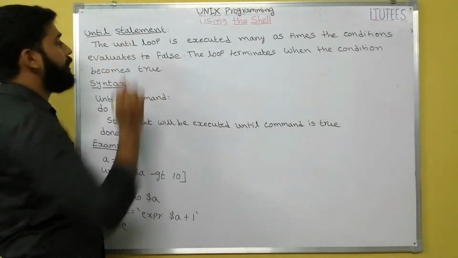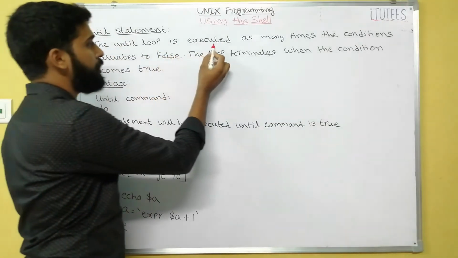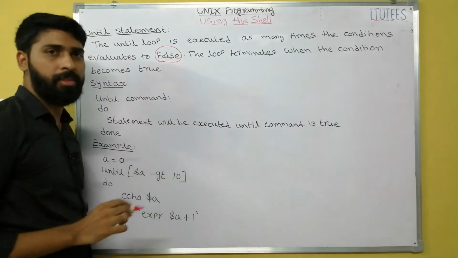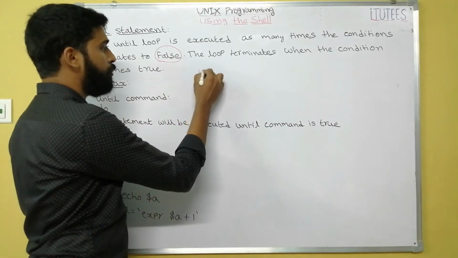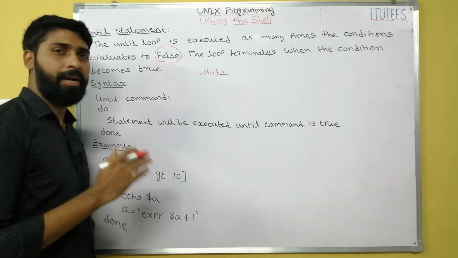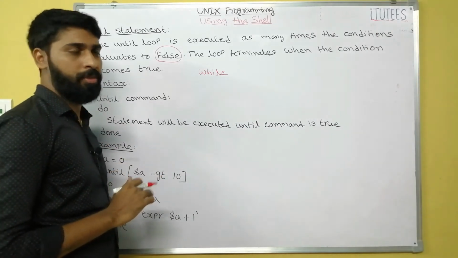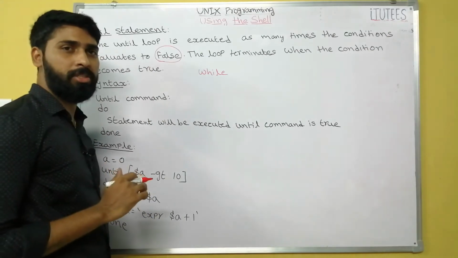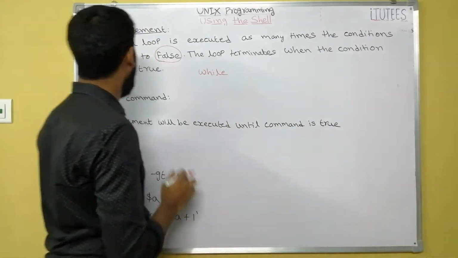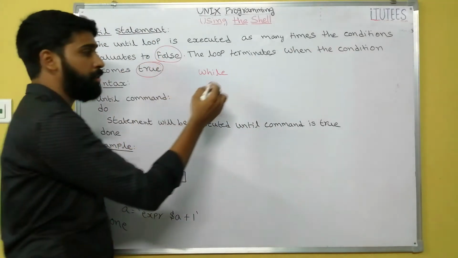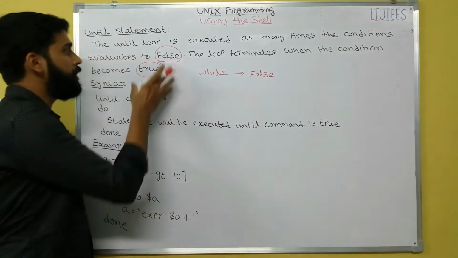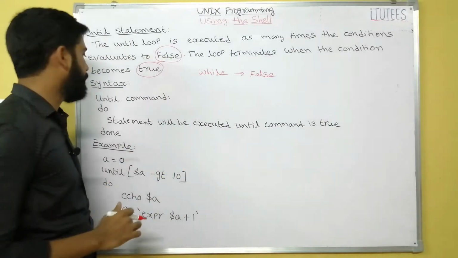Okay, so now we see until statement. The until loop is executed as many times as the condition evaluates to false. So that means it refers to while loop. While loop executes the statements until the condition is true. Until executes the instructions until the condition is false. The loop terminates when the condition becomes true. But coming to while, it terminates if it becomes false. Okay, that means until refers to while loop.